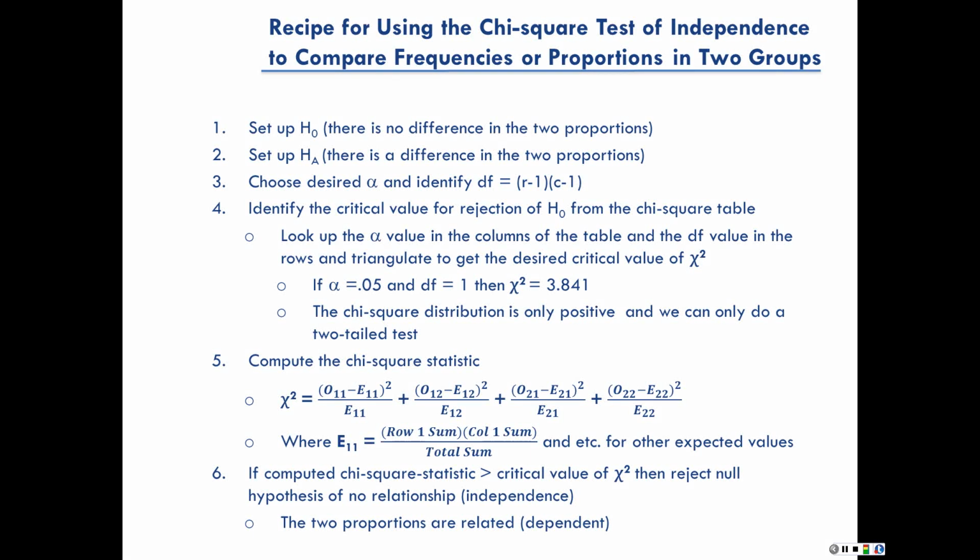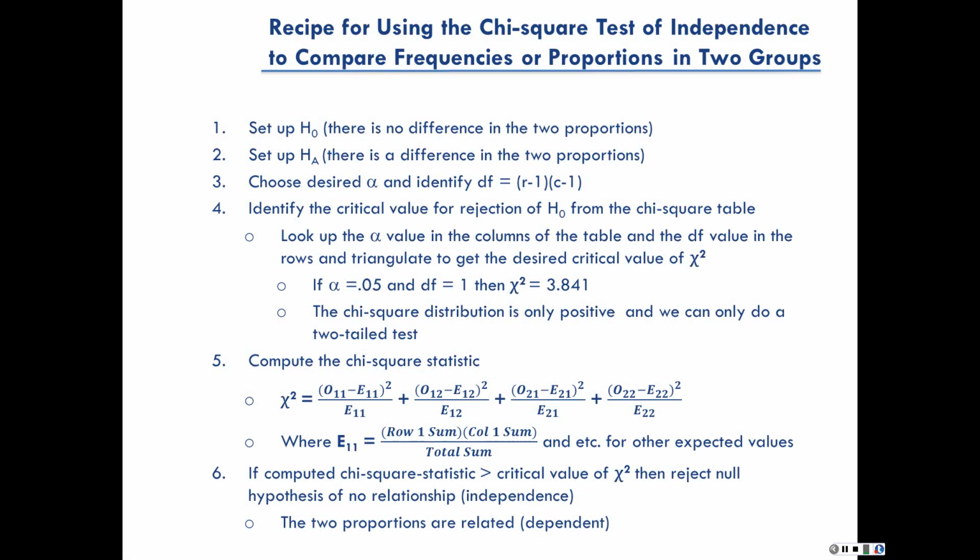The next step is to choose your desired value of alpha, and then identify your degrees of freedom, which are equal to the number of rows minus 1 multiplied by the number of columns minus 1. Your next step is to identify the critical value for the rejection of the null hypothesis from the chi-square table. So now we're using the chi-square table instead of the z table. And so what you do is you look up the alpha value in the columns of the chi-square table. This is in the appendix in your textbook. And then you look up the degrees of freedom value in the rows, and then you triangulate using that to get your desired critical value of chi-squared.